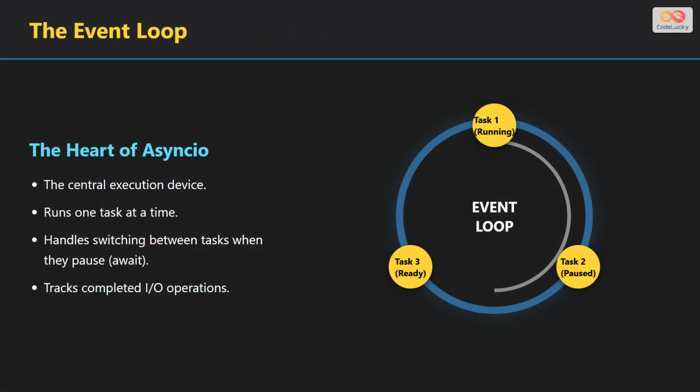At the center of everything is the event loop. Think of it as the manager of your program. Since Python Asyncio is single-threaded, it can only do one thing at a time. The event loop's job is to run a task, and when that task pauses to wait for something, the loop instantly switches to another task that is ready to run. It keeps cycling through tasks, ensuring the CPU is never sitting idle while waiting for data.